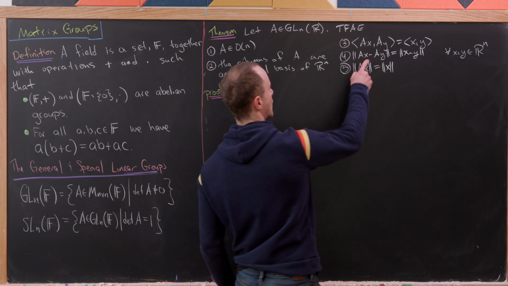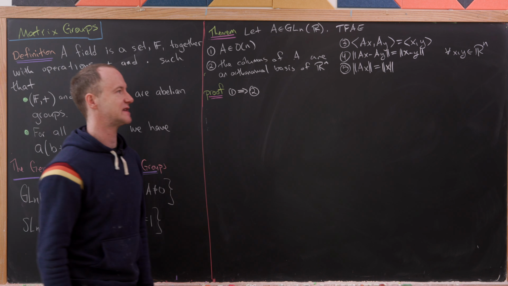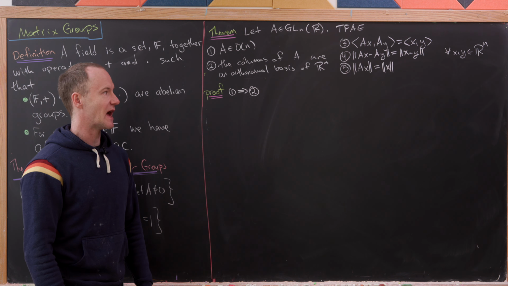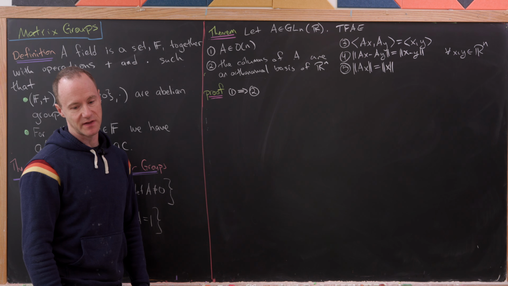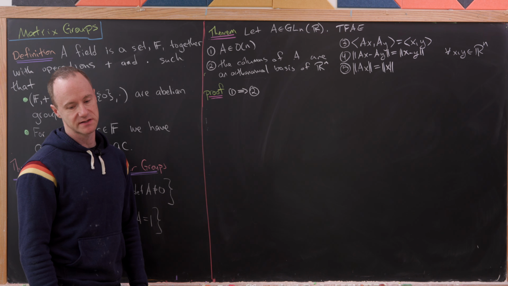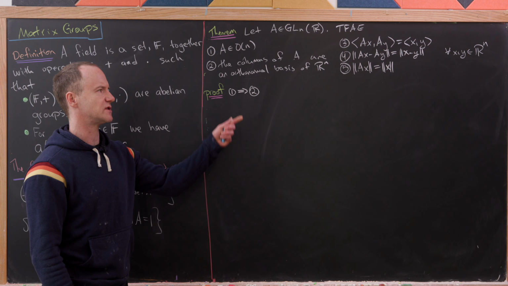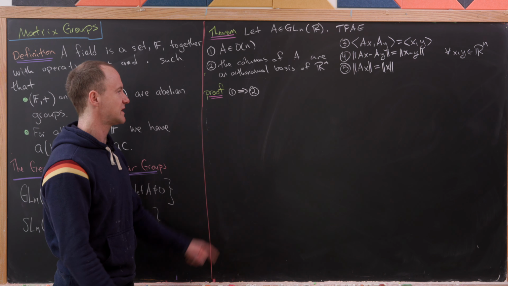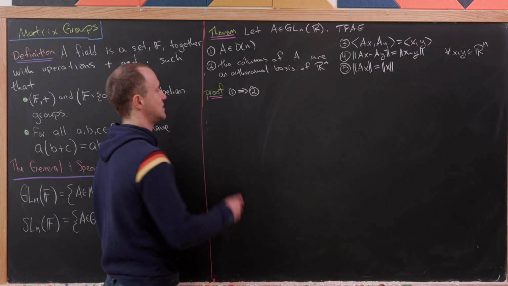Or we have the norm of AX minus AY is the same thing as the norm of X minus Y. Or finally, we have the norm of AX is the same thing as the norm of X. And those results are for all vectors X, Y in R^n. Okay. So let's start with 1 implies 2.